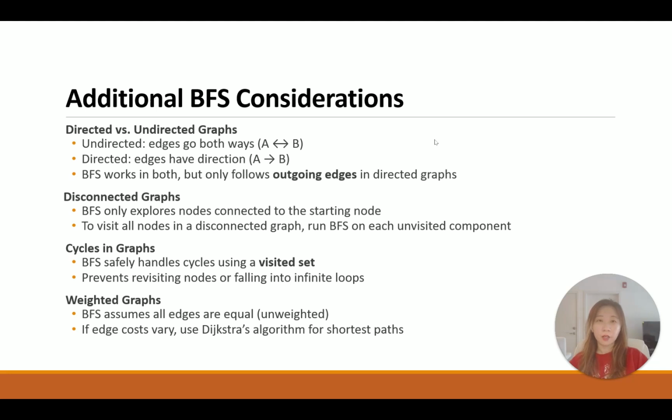Cycles in graphs: we use a visited set to ensure each node is processed only once, making sure the algorithm is correct and efficient. And lastly, weighted graphs. BFS assumes all edges are equal. If the weight of the edges matters, BFS no longer guarantees the best path. In that case, we can use algorithms like Dijkstra's for finding the shortest or cheapest path.